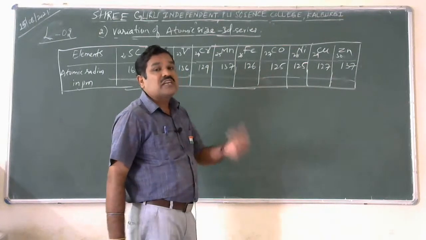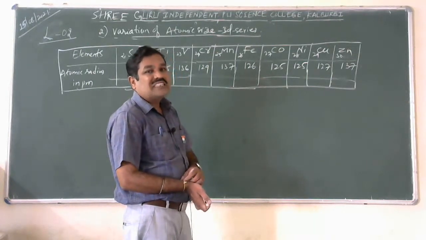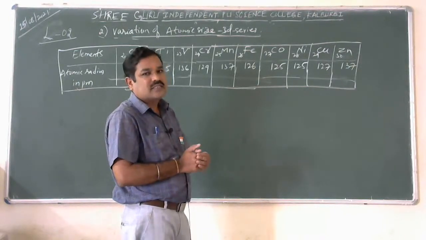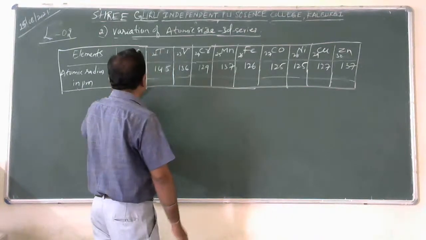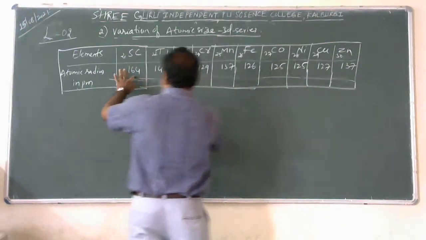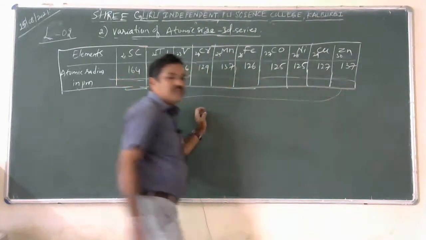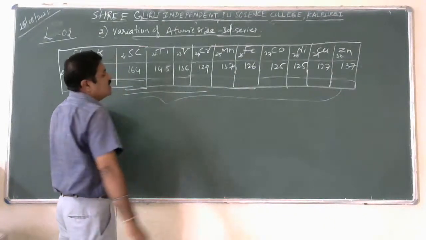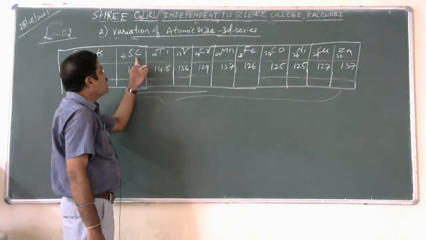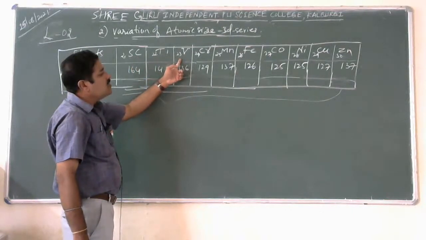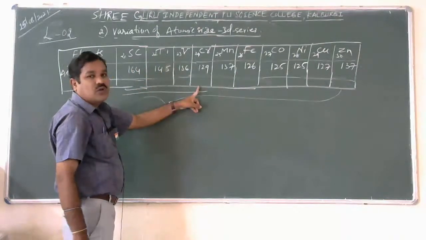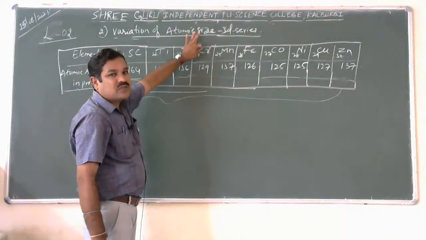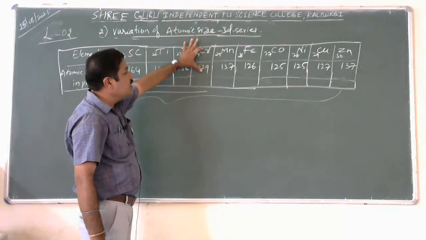Why? Effective nuclear charge increases. As effective nuclear charge increases, the electron cloud shrinks. As a result, atomic radii decrease. So for 3d series elements, you are observing 164 to 137, atomic radii decreasing across the period. But this decrease is not regular. From scandium to chromium, it is decreasing regularly. Why? Because as atomic number increases, the number of unpaired electrons increases and effective nuclear charge also increases. But this effective nuclear charge dominates over the number of unpaired electrons. As a result, the electron cloud shrinks and radius regularly decreases.